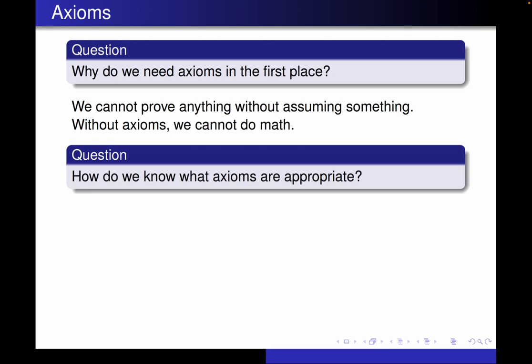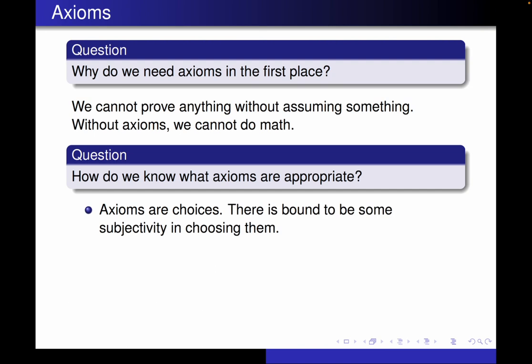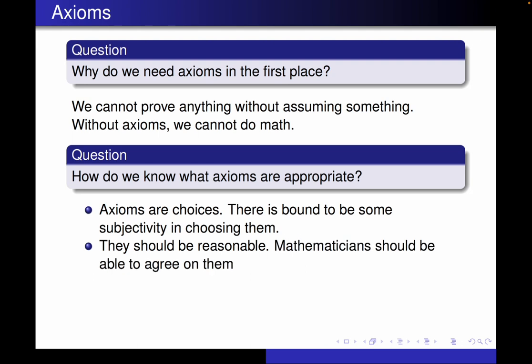The next question, of course, is how do we know what axioms are appropriate? Well, axioms are choices. We have to choose them, right? Which means that they are fundamentally subjective, right? And that means that maybe we argue about which axioms we include and which axioms we don't. So some general guidelines is they should be reasonable. And again, reasonable for me, reasonable for you might be different. So we have to sort of negotiate those things. Mathematicians should be able to agree on them.